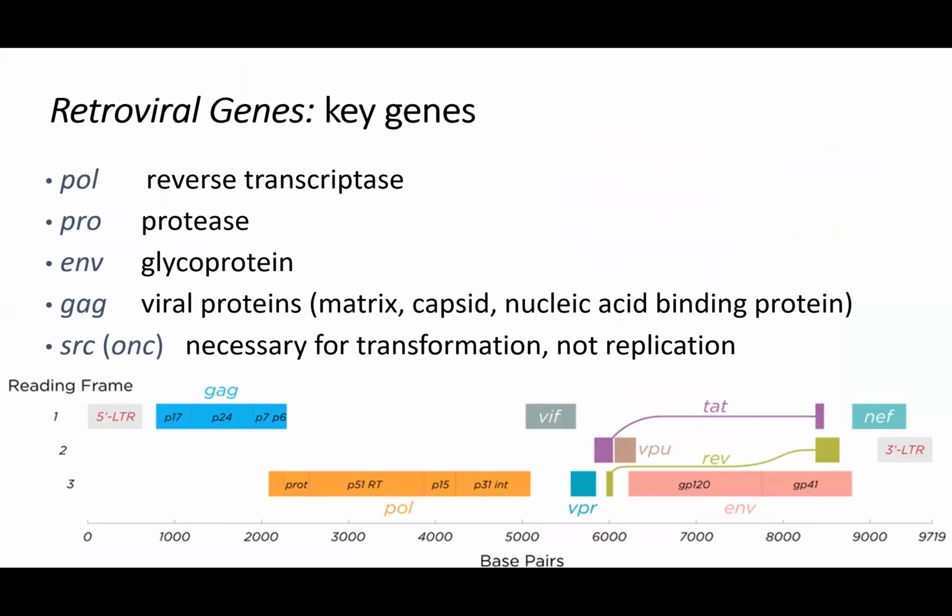In terms of what the genome of HIV has, it's a very small genome. It's only about 9,700 bases long. The key enzyme here is Pol, and this is the reverse transcriptase. We have Pro, which is a protease. We have Env, which is a glycoprotein. We have Gag, which are viral proteins to make the matrix, the capsid, and the nucleic acid binding proteins. And then we have the Src or the Onc genes, which are necessary for transformation, but not replication.